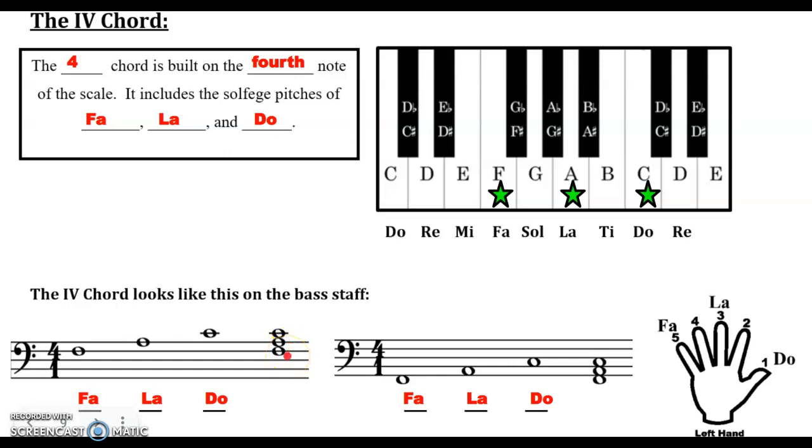In the bass clef, you can play a 4 chord up high on lines, fa, la, do, together. You can also play a 4 chord down low on spaces in the bass clef staff, fa, la, do, together.